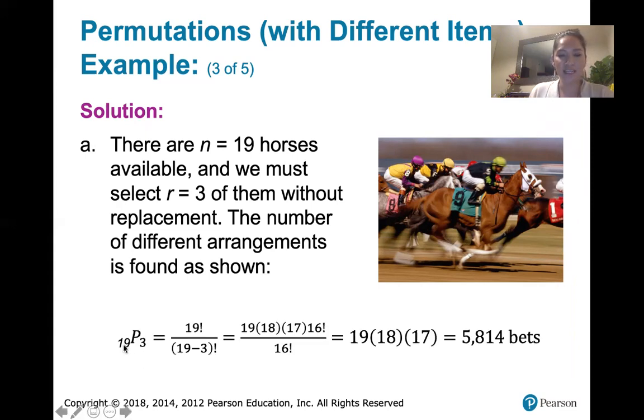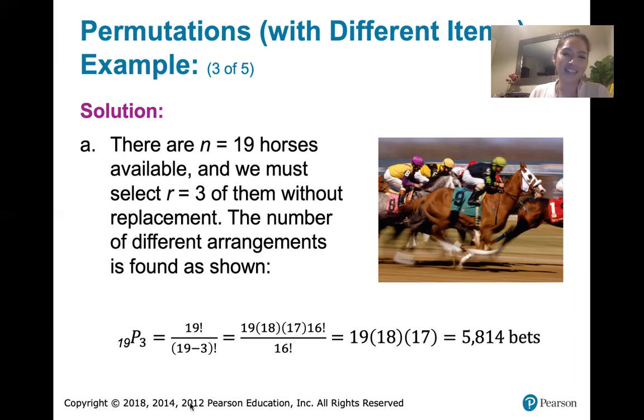So we have 19, and we're choosing 3 of them, and order matters. So according to the formula, we've got 19 factorial, that's our n factorial, over 19 minus 3 factorial, that's n, the number that we have to choose from, minus the number that we're selecting, factorial. Now, if you expand that 19 factorial, you see it's 19 times 18 times 17 times 16 times 15 times 14, all the way down.